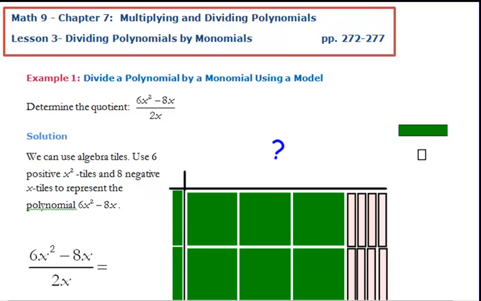So here we have example 1, divide a polynomial by a monomial. We're going to look at two methods. We're going to look first at the model method. So determine the quotient for 6x squared minus 8x, all divided by 2x. Now remember, quotient is the answer to a division question. What is a product? Answer to a multiplication question. What is a sum? The answer to an addition question, and of course the difference is the answer to a subtraction question. Really important to remember those terms because they will show up in word problems.